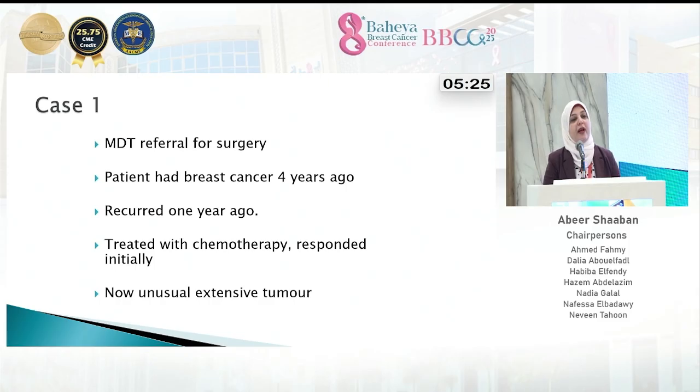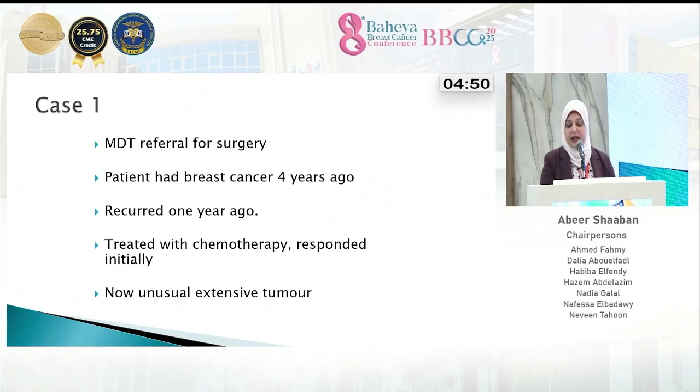So I'll just take you through a case that I was sent as a second opinion. So this was an MDT referral. So we are a big center for breast and vascular surgery, and all angiosarcomas diagnosed in our region would come to us. So it was diagnosed somewhere else as wide local excision. She had breast cancer 4 years ago, and we were told that the cancer recurred a year ago. At first it responded to chemotherapy, and then the cancer became non-responsive. And now she has a big extensive tumor.